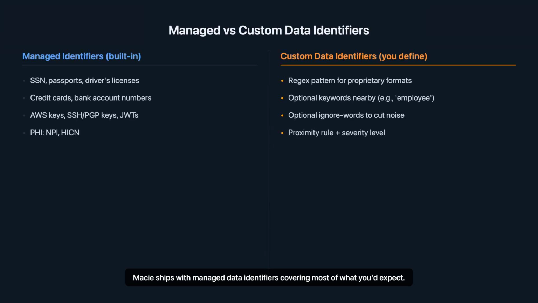Macie ships with managed data identifiers covering most of what you'd expect. Personal information like social security numbers, passports, and driver's licenses. Financial information like credit cards and bank account numbers. Credentials like Amazon Web Services access keys, SSH and PGP keys, and JWTs. Even protected health information like national provider identifiers.